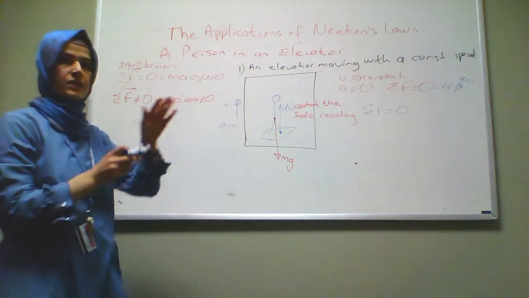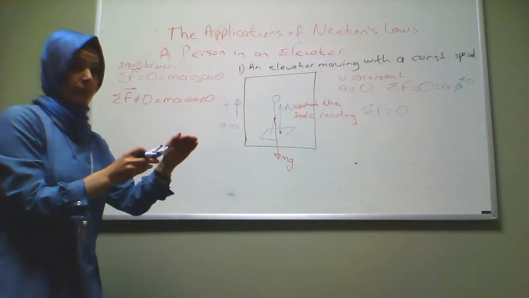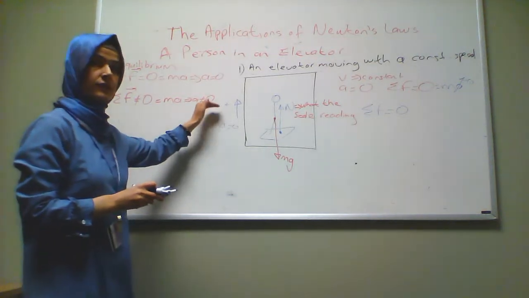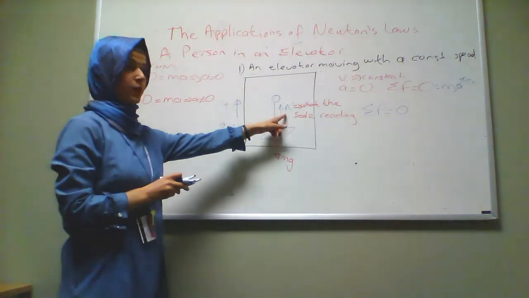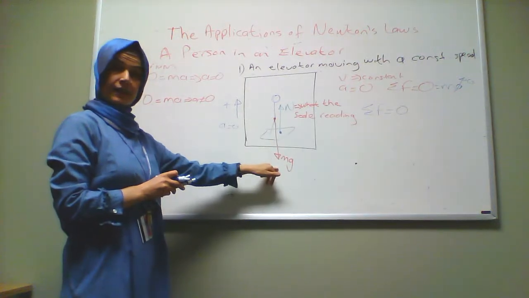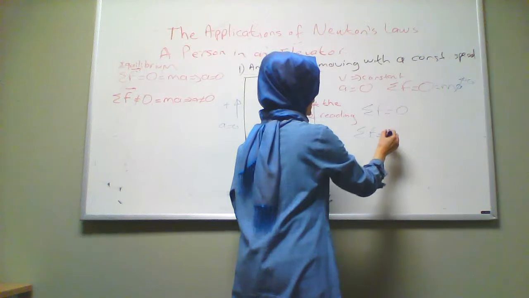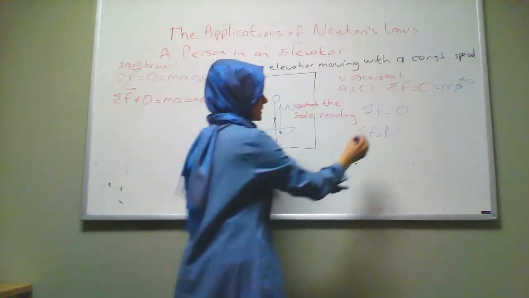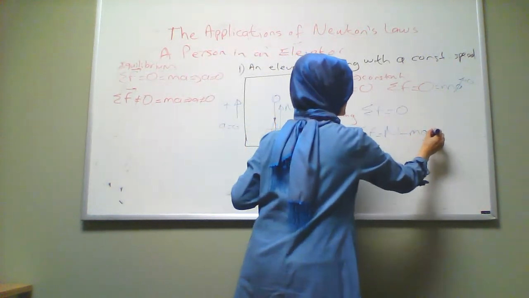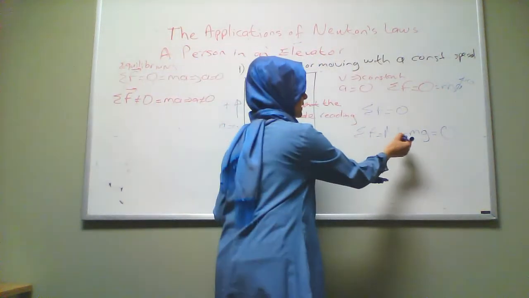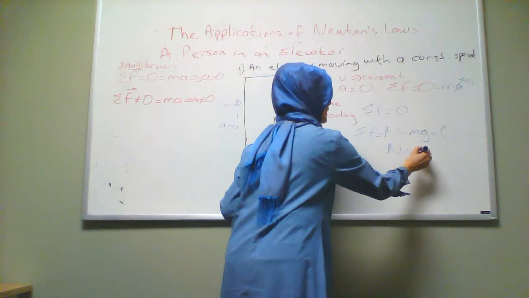Again, I'm going to skip this vector part. We'll be adding the magnitudes, looking at the positive and negative directions. So N is positive, and mg is negative in here. So the total force is equal to N minus mg. This is equal to 0. So what this tells me is that N is equal to mg.